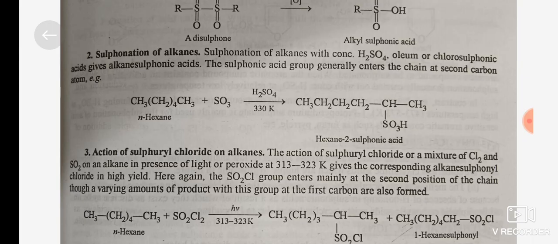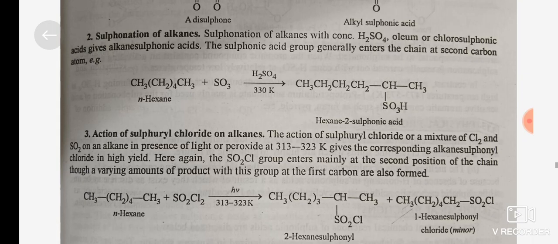Third, action of sulfuryl chloride on alkane. The action of sulfuryl chloride or a mixture of chlorine and SO2 on an alkane in the presence of light or peroxide at 313 or 323 Kelvin gives the corresponding alkane sulfonyl chloride in high yield. Here again the SO2Cl group enters mainly at the second position of the chain, though a small amount of product with this group at the first carbon is also formed.